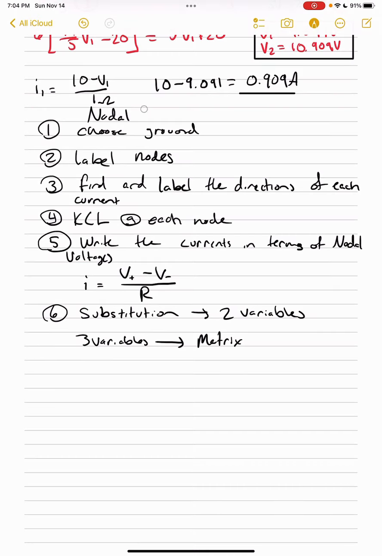But yeah, basically with these steps, you'll be able to solve any problem using nodal analysis, and I hope that helps.